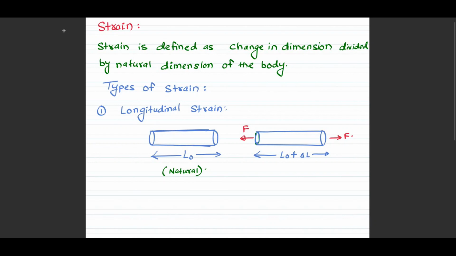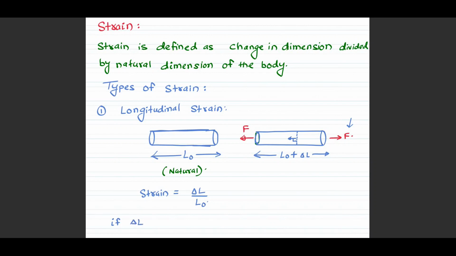So we can say, due to these deforming forces, the dimension of the body has changed, and now I can say strain will be change in dimension. तो कितना से dimension change किया? Can I say delta L divided by natural dimension? The natural dimension is L0. Correct? And we call this longitudinal strain because if you find out stress at each point, stress is longitudinal stress. Therefore, the strain is longitudinal strain. Correct?